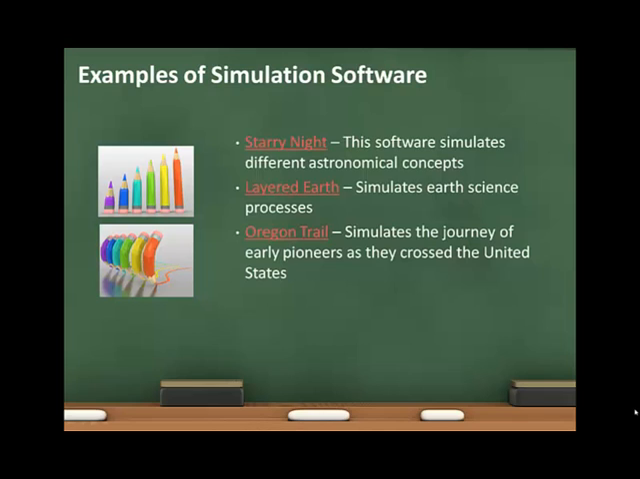Some examples of simulation software are Starry Night. This is software that is astronomical in concept. It presents a night sky to students and talks about different astronomical events that students would not normally be able to experience. Layered Earth is also another science-related simulation. It simulates Earth science processes, such as the rock cycle and continental drift. Oregon Trail simulates the journey of early pioneers as they cross the United States. All of these are situations that a student would not be able to experience hands-on. They need simulation to make that possible.